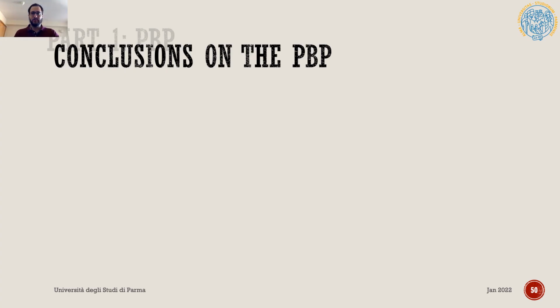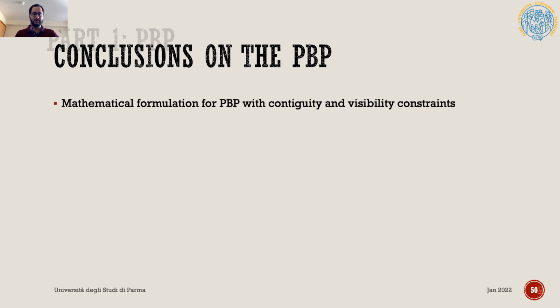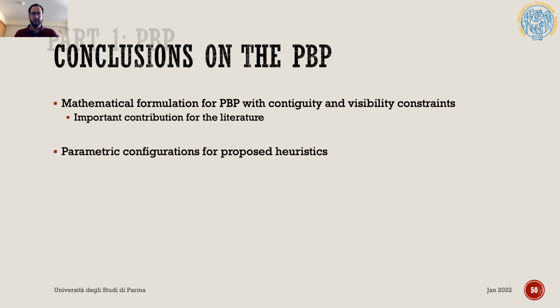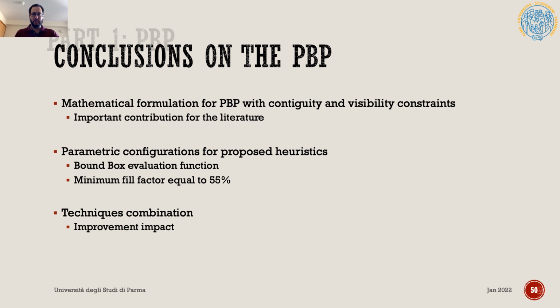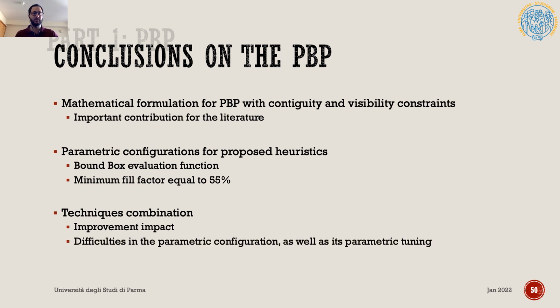I show you some conclusions for this first part. First, the mathematical formulation proposed is an important contribution for the literature. Considering parametric configurations for heuristics, the most important are the bounding box as evaluation function, as well as a lower fill factor to improve the quality of the solution. Although the combination of heuristic and mathematical models in the matheuristics improves the algorithm effectiveness, it's difficult to find a fine parametric configuration that generalizes its use.